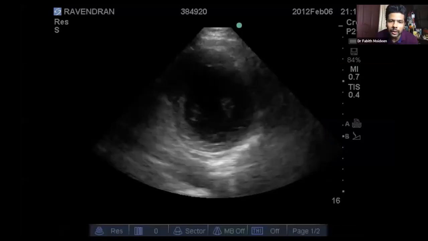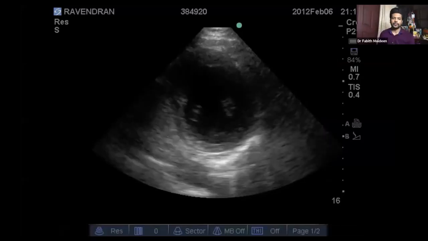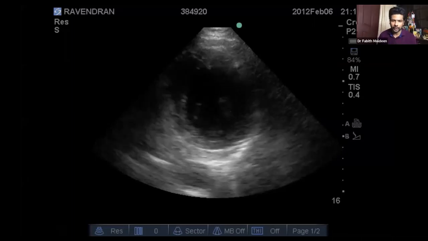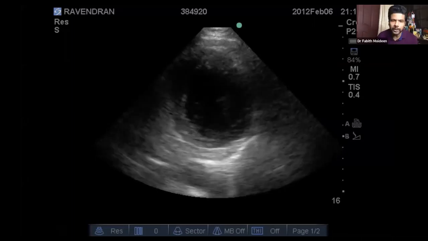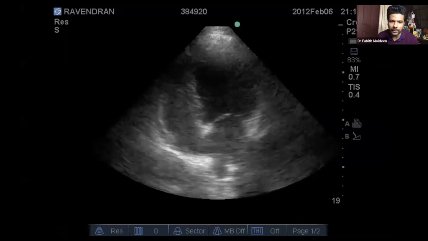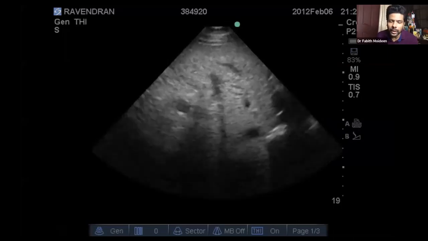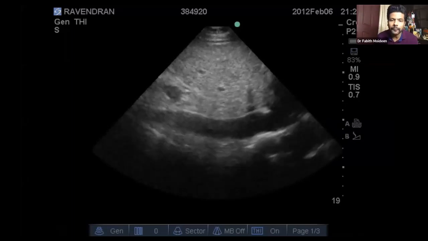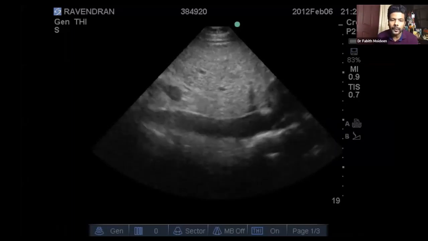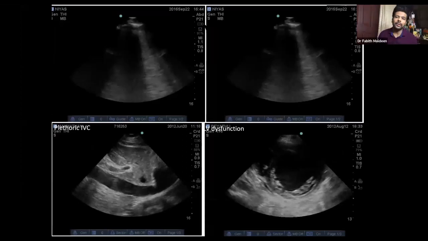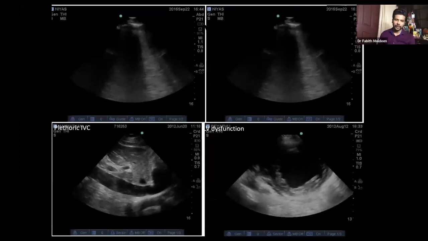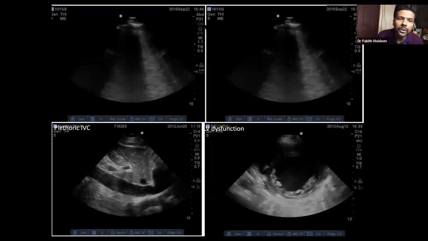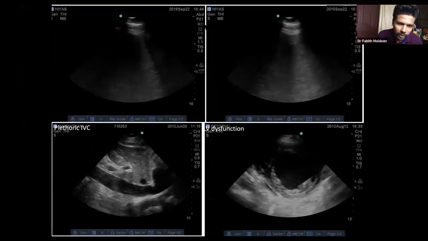Okay. There's another view, short axis. Again, you will agree with me that there is a problem with the LV. All right. So looking at the IVC, it's plethoric. Okay. So putting all together, tomorrow I'll talk about the lung also, but here you can see that the heart is not pumping, IVC is plethoric, and the lung is wet. Okay, we'll talk about that tomorrow.